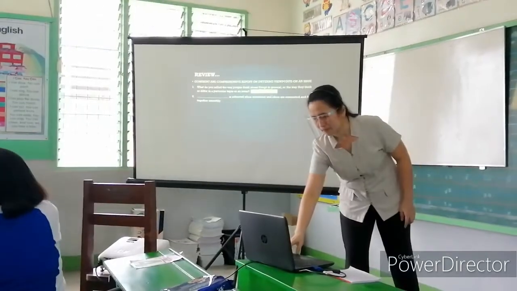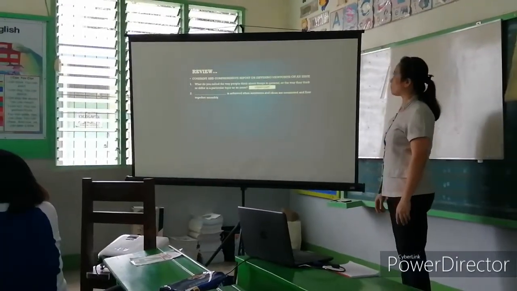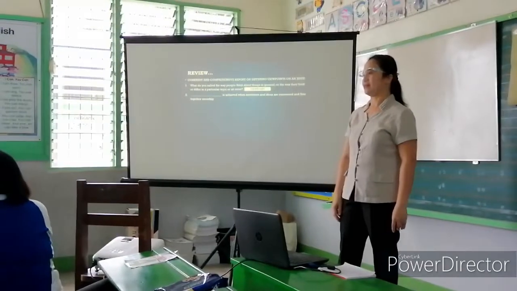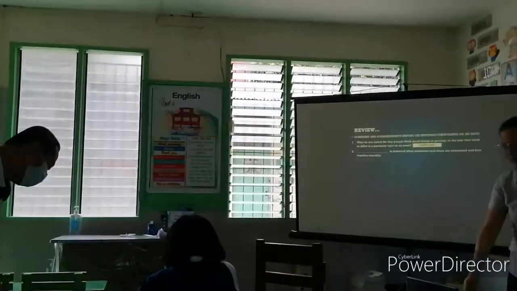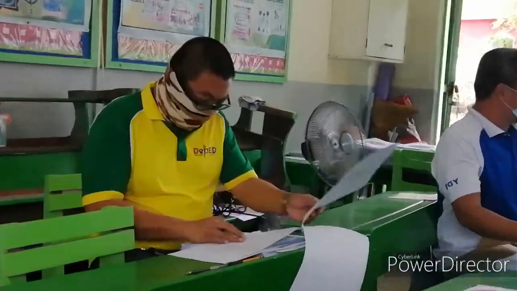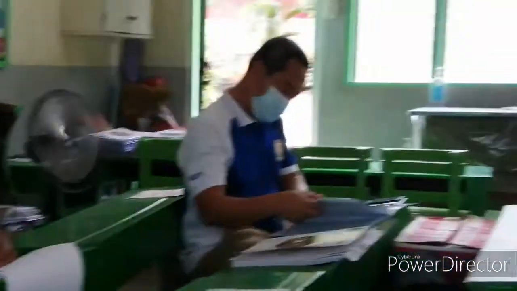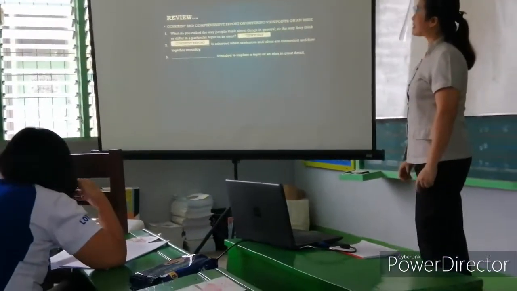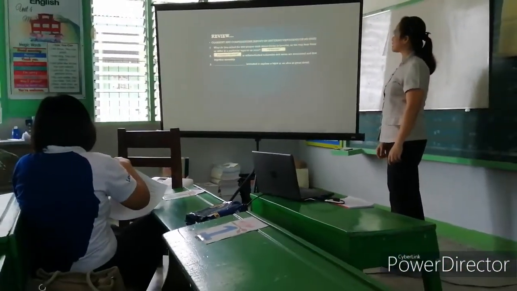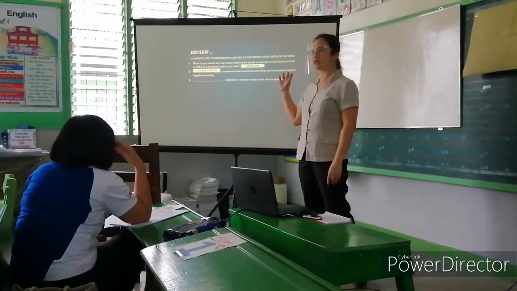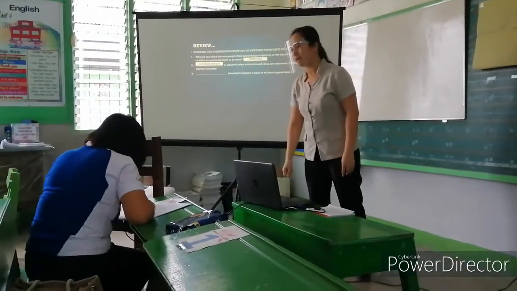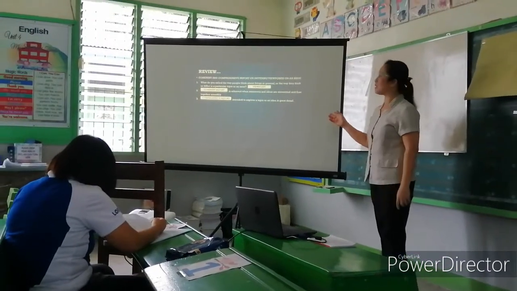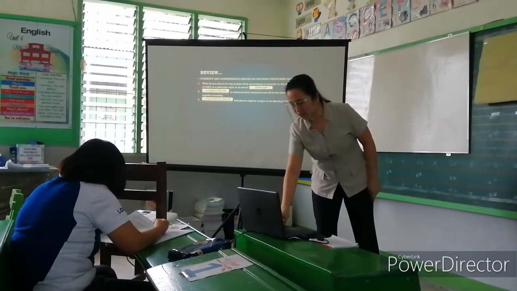Second, blank is achieved when sentences and ideas are connected and flow together smoothly. Yes? Coherent report, ma'am. Okay, let's find out if it's correct. The answer is coherent report. Very good. The third question. Blank is intended to explore a topic or an idea in great detail. What do we call this? Yes? Comprehensive report. Okay, let's find out. That is correct. Good job. Comprehensive report.